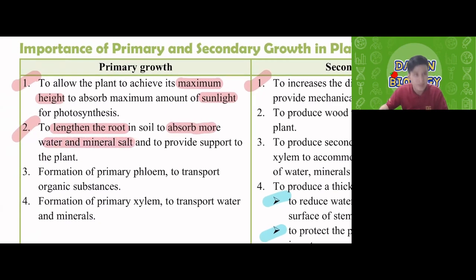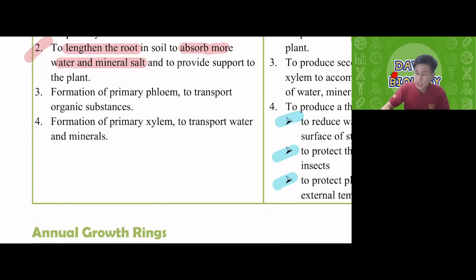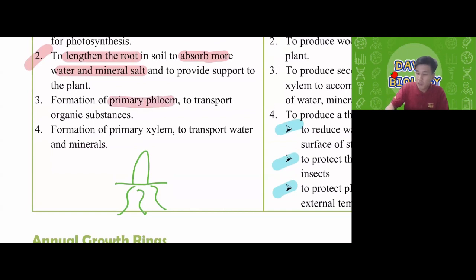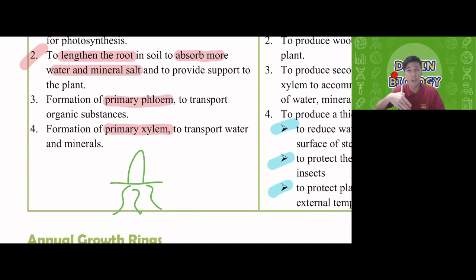Okay, then besides becoming long, as the plant becomes long, it needs xylem and phloem to transport water and the organic substances, the glucose. That's why you need primary phloem and primary xylem. That's why it's called primary phloem, primary xylem. Since the plant is still young and small, the xylem and phloem it forms are called primary, which is the basic xylem and basic phloem.